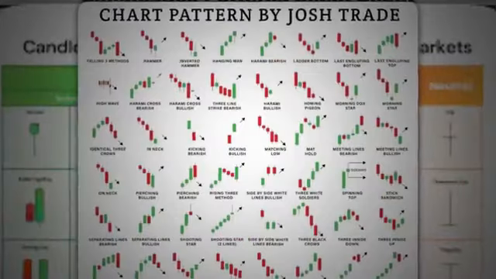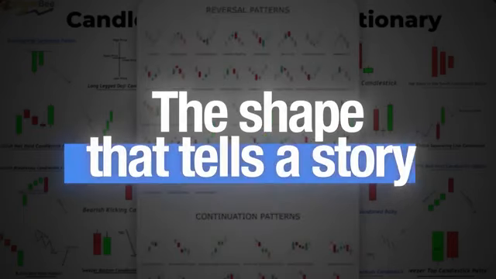But if all you do is look at whether a candle is red or green, you're missing the entire fucking point. The real magic, the real edge, comes from understanding the shape of the candle. Because the shape, that tells a story. Once you understand that story, you can start predicting what happens next. And that, my friends, is the closest thing to a goddamn crystal ball that exists in the trading world.